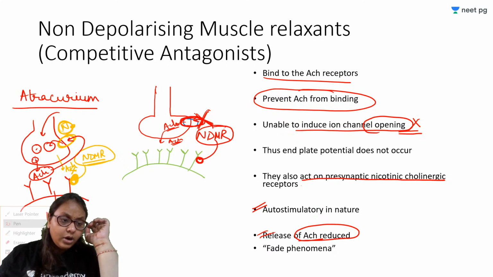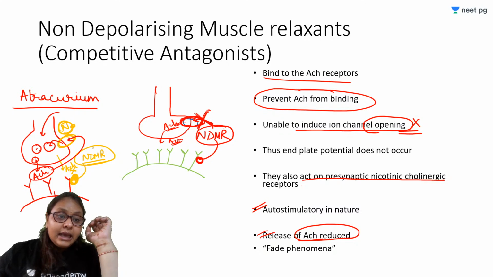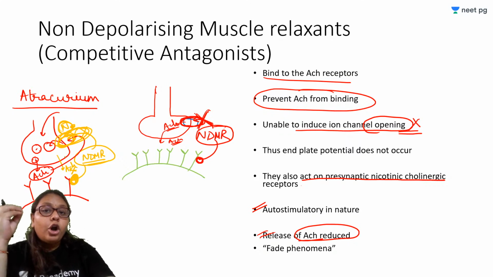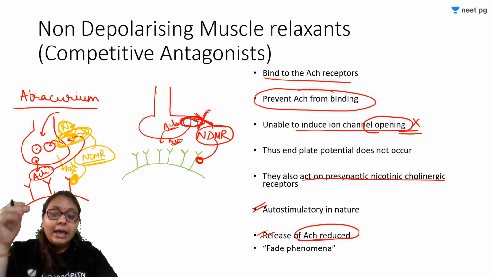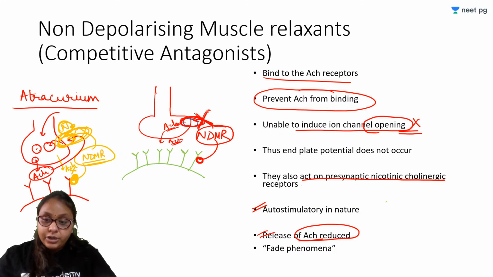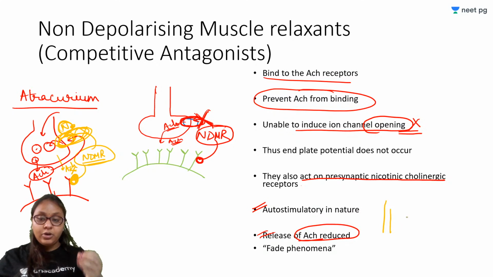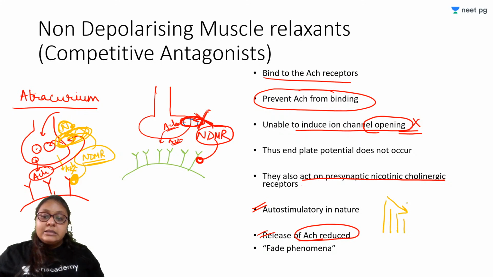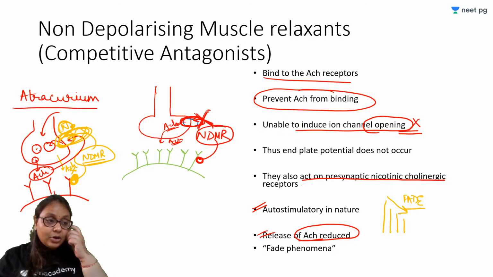Now, what these NDMRs do is they block these receptors also. They block these presynaptic receptors also. Therefore, the auto-stimulatory nature of the acetylcholine is also lost. And therefore, what we get is the fade phenomenon: in the train of four, the result of the second stimulus after the first will be less, the third will be less, the fourth will be less. This fade phenomenon is seen because the presynaptic receptors are also blocked.